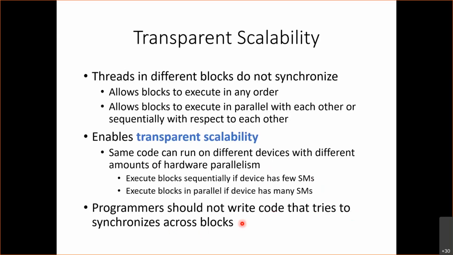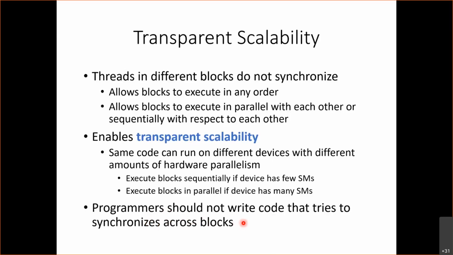Now, people could try to do that by having these threads access maybe the same memory and wait for each other using spin locking and loops and things like that. But programmers should not do that. Okay. Why shouldn't programmers write code where they try to synchronize between threads across blocks? Because it will not scale well with different machines.